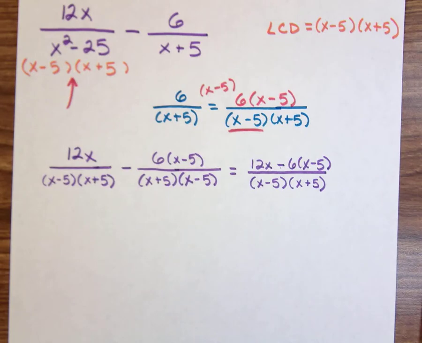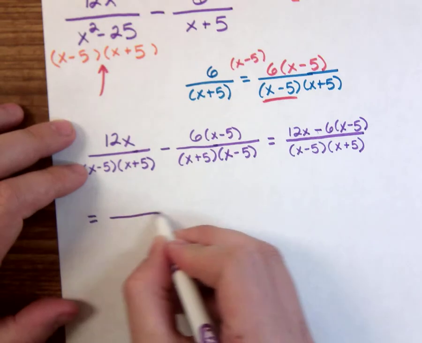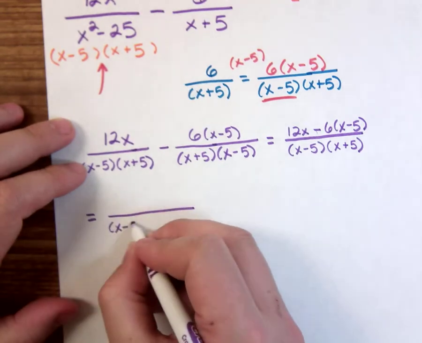Makes me a little bit queasy though, because I feel like there's some stuff I can do here. Can I cancel? No, we can't cancel. Should we multiply the 6x? Yeah, I think that's a good idea. So I'm going to leave the denominator alone for now.